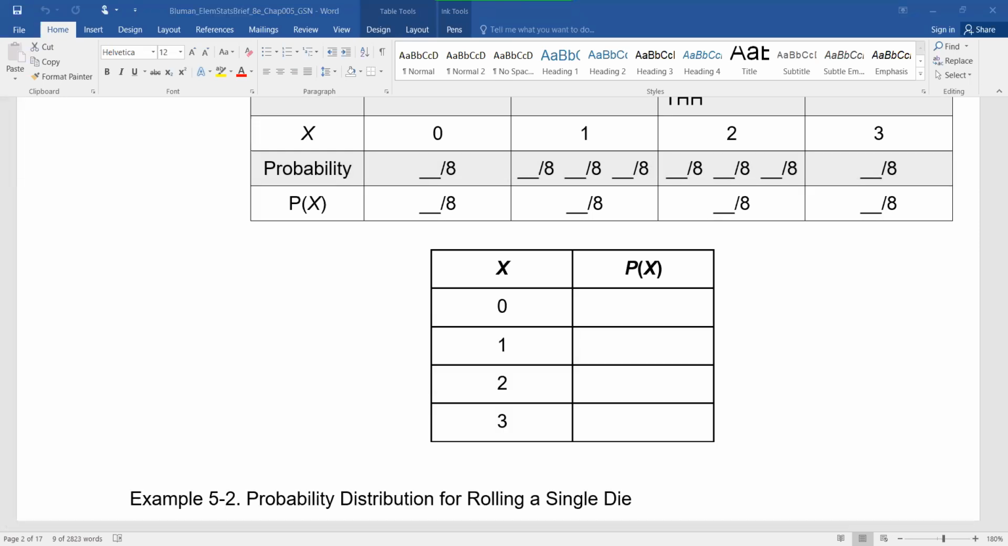No, you can just keep them as the fraction. So what was our probability of no heads? Probability of 1 head? Probability of 2 heads? 3 heads. Perfect. Questions on how to fill out these charts?